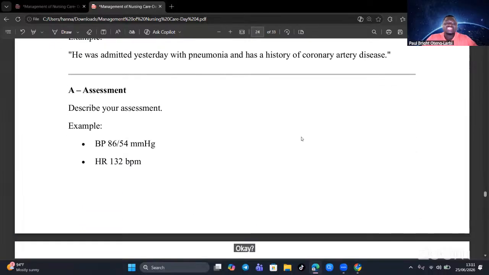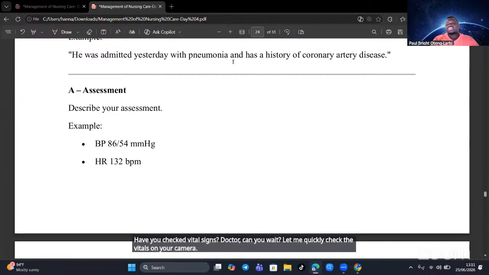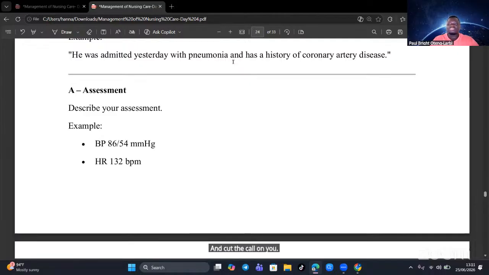Okay. Now, assessment. If you have told me the current situation and the background, no nurse should skip assessment. You're going to talk to a doctor. You've not assessed the patient. You just picked up the phone and called. Have you checked vital signs? "Doctor, can you wait? Let me quickly check the vital signs and come back." Some doctors who don't have patience will insult you and cut the call on you, because you don't know what you are doing. So assess and get your information. You did your assessment, this is the result you saw, then you call the doctor.